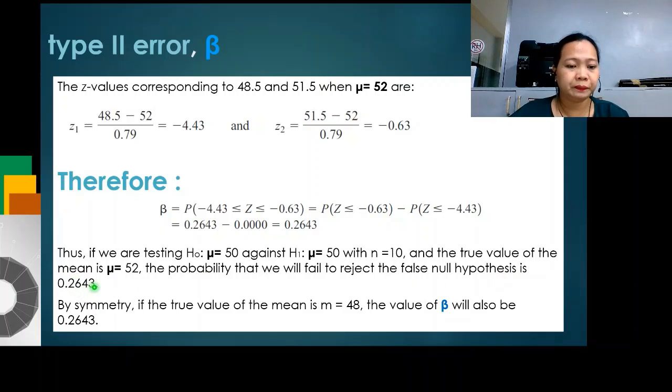26%. So by symmetry, if the true value of the mean is 48, the value of beta will also be 0.2643 or 26.43%.